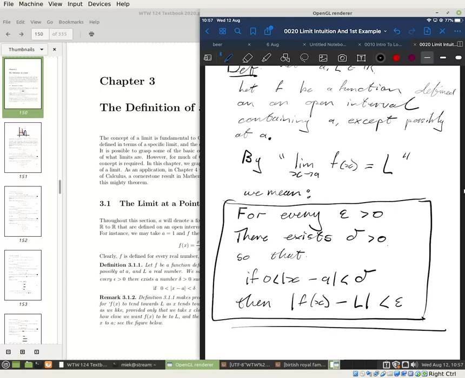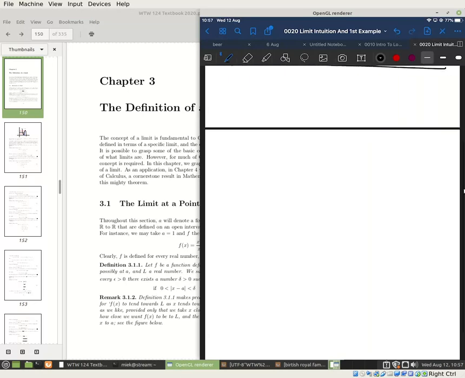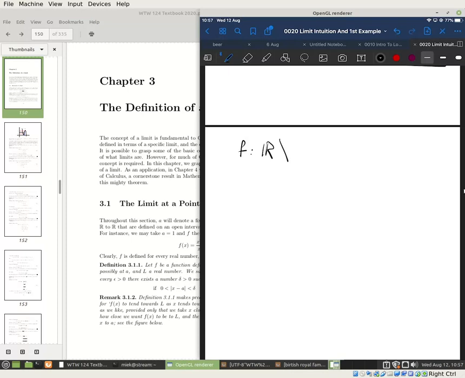Okay, let us discuss intuitively what this means at the hand of an example. So let's take a look at the following function. So let's define a function from R without 2, so all the real numbers except for 2, to R. So this symbol means everything in R except for 2, which maps to R. And we define f of x as x squared, for all x in R without 2.